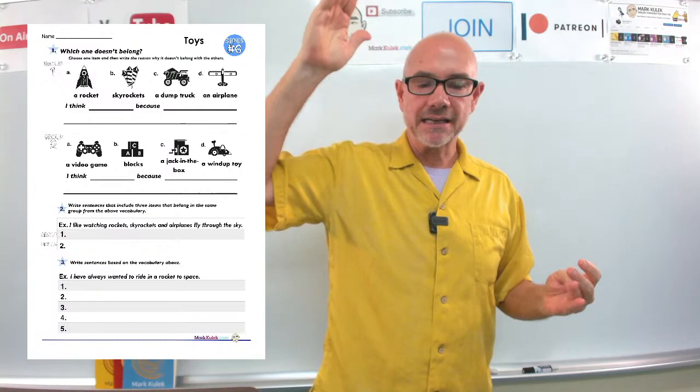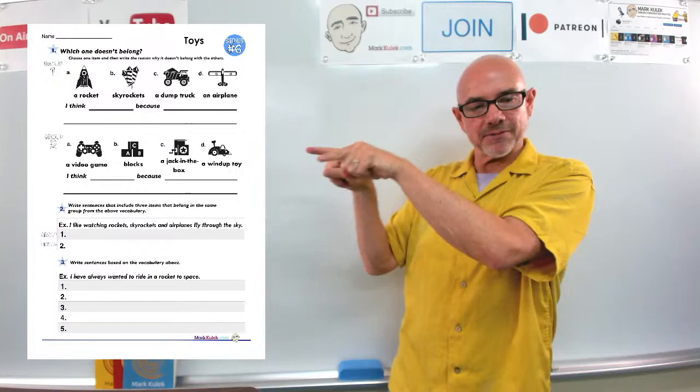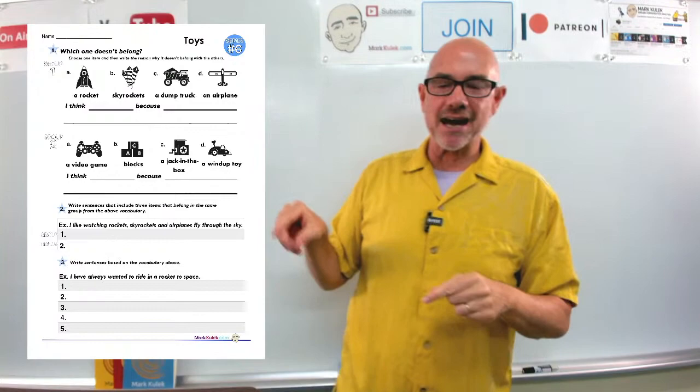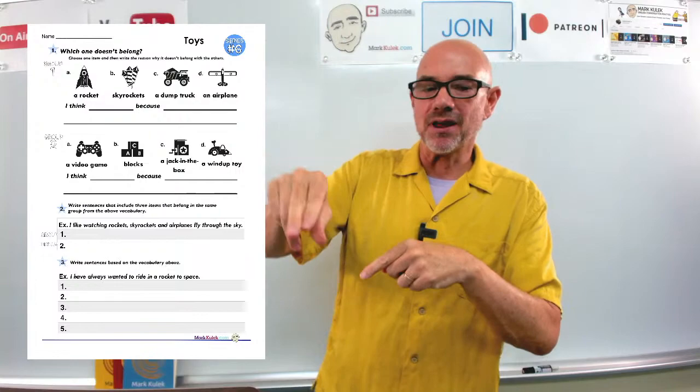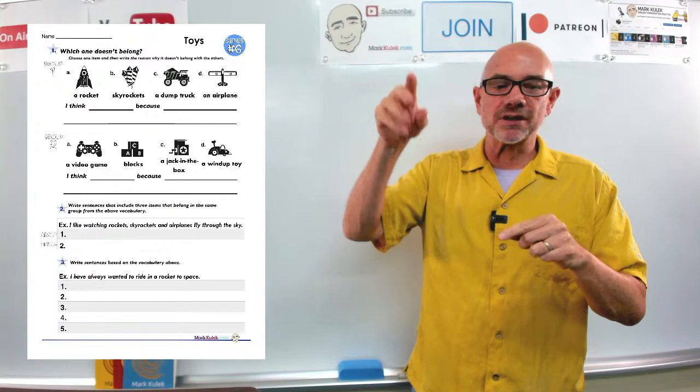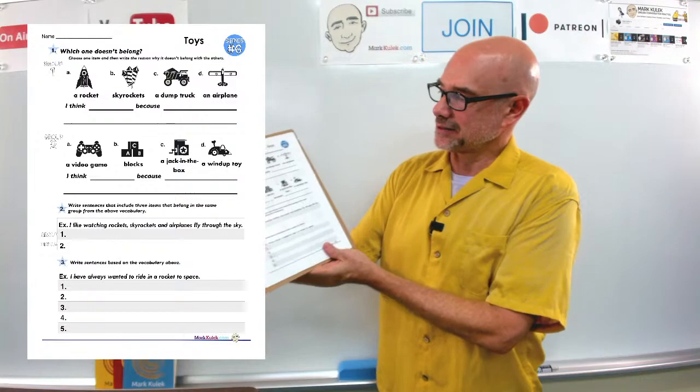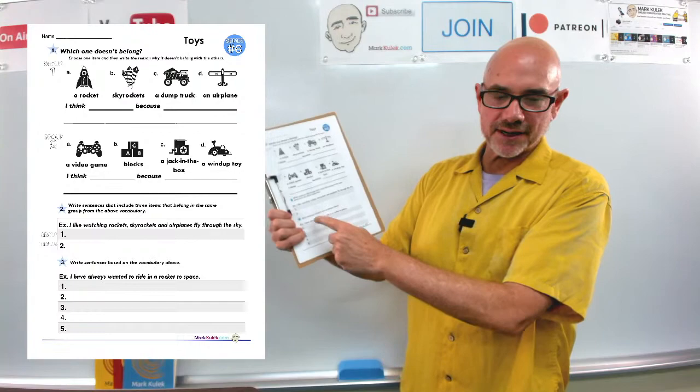So anyways, this is what we're going to do today. We're going to do a one hour lesson doing this worksheet. We do this kind of activity, which one doesn't belong, or which one is different. You choose which one of the four doesn't belong, and you tell me why. There are three steps on the worksheet: step one, step two, step three. We will do all three steps right here together. Are you ready?